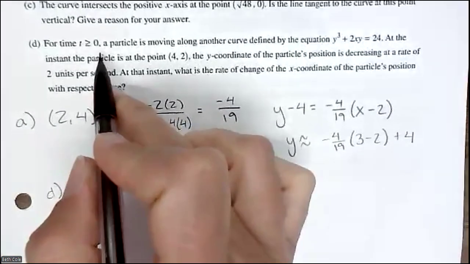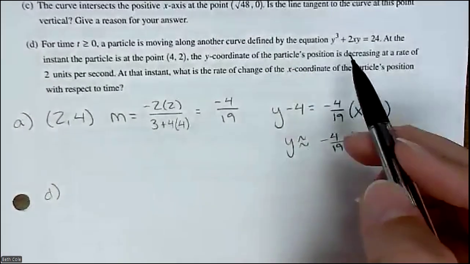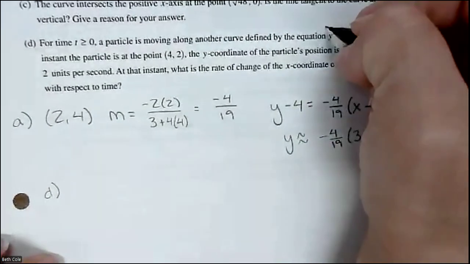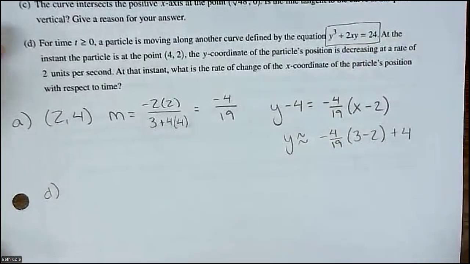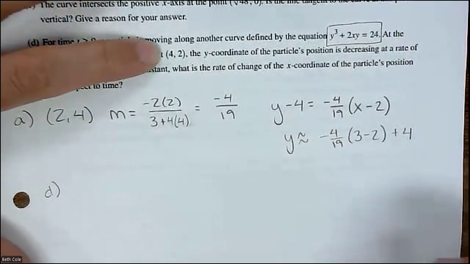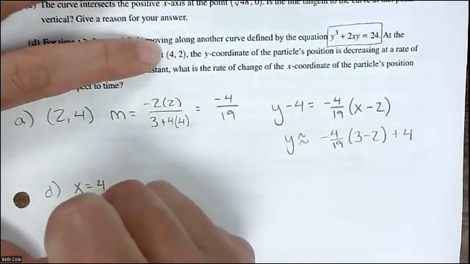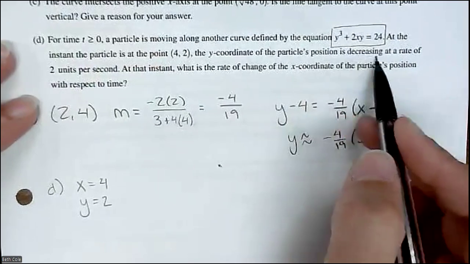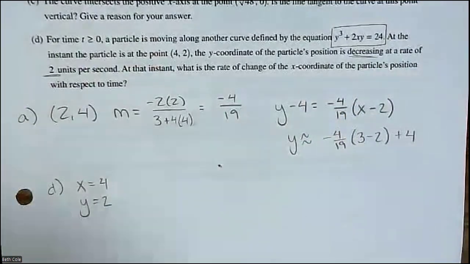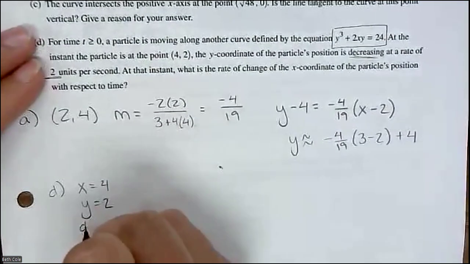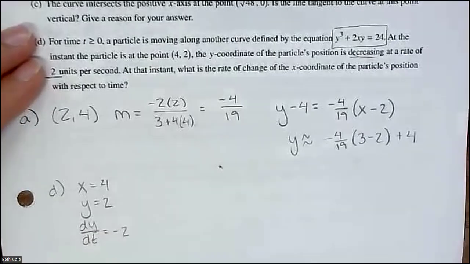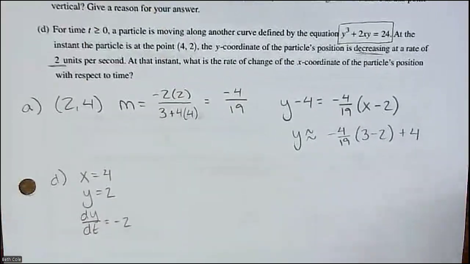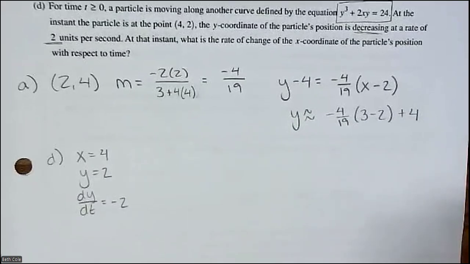All right, for positive times, a particle is moving along another curve defined by this. So now we have a totally new equation. At the instant the particle is at the point (4, 2), that means x is 4, y is 2. The y coordinate is decreasing at a rate of 2 units per second. How will we label that? Good. dy/dt is -2. Good job. Why is it negative? Decrease. Perfect. That was awesome.